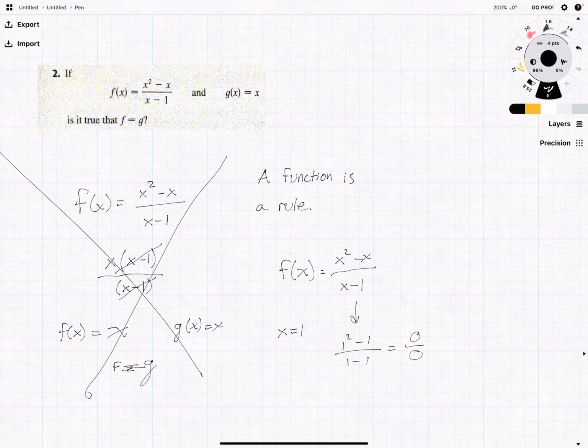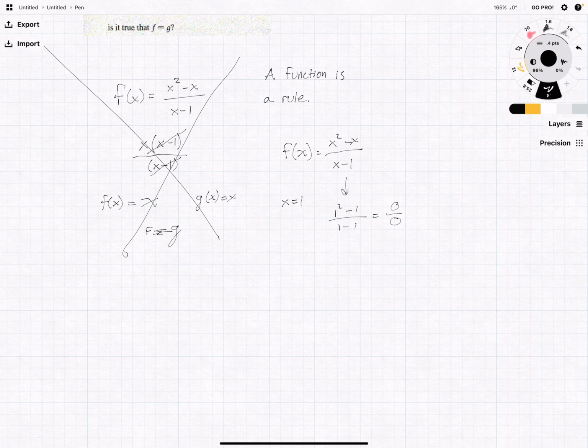So basically what happens is there is what's called a removable point of discontinuity, where the function f of x behaves like f of x equals x, except for when we get to x equals negative 1. There's going to be a hole in the graph. And then it continues on.